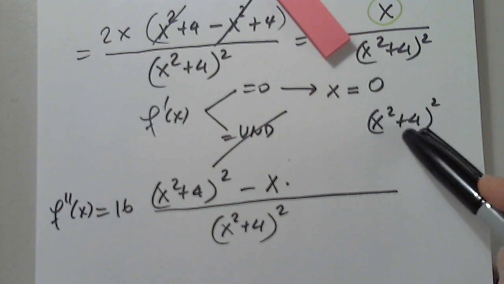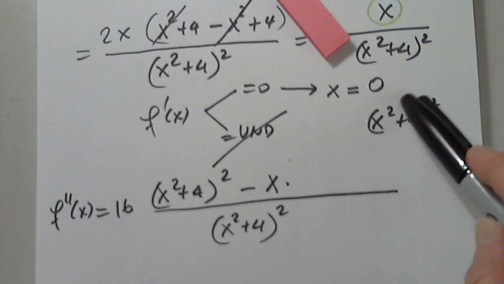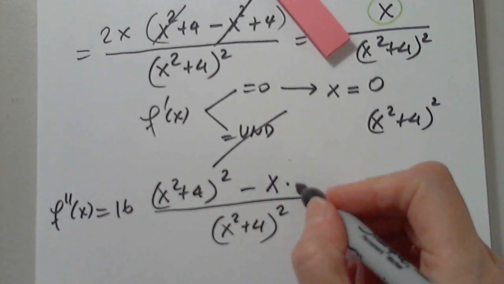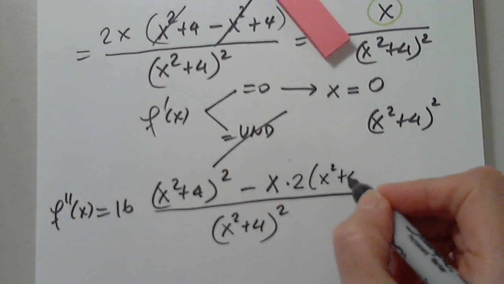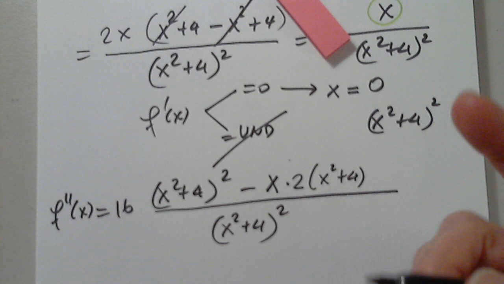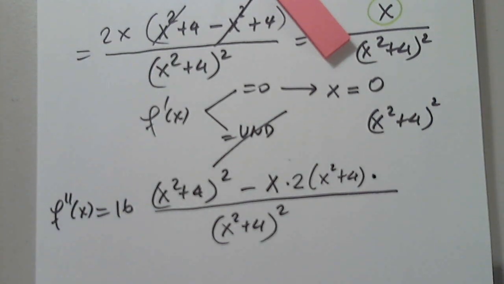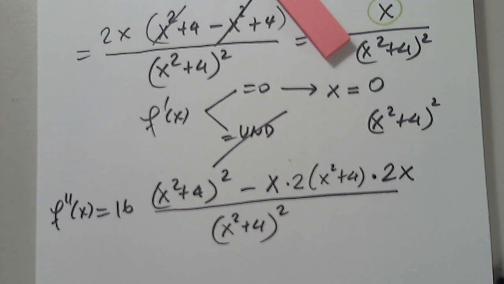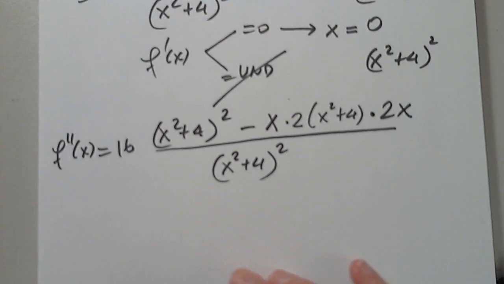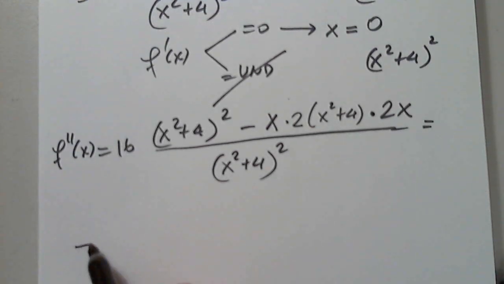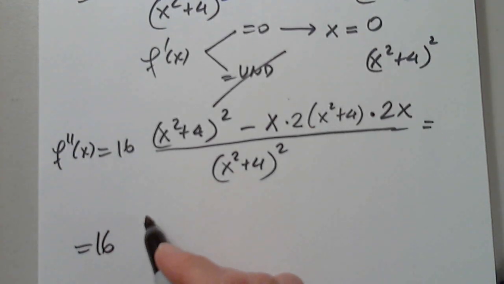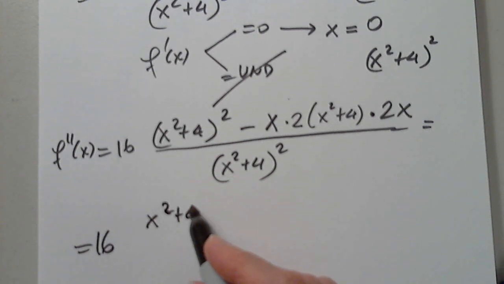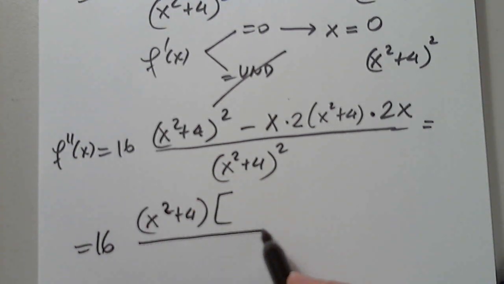Can anyone differentiate this for us? We'd have to bring the 2 down. Awesome. Times (x squared plus 4) to the 2 minus 1. Yes. Times the inner, 2x. Yeah, exactly. Awesome. Please do not distribute. So we have 16 waiting, and I have an x squared plus 4, which is a common factor.